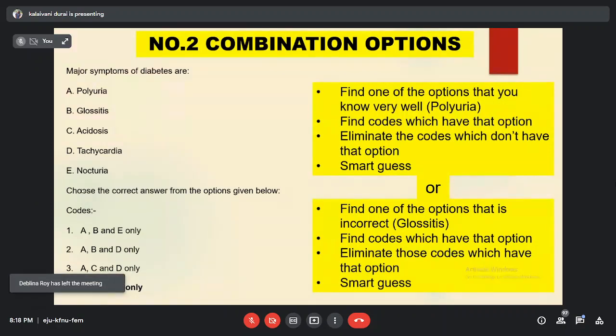Okay, so to solve this type of question, you can do it in 2 ways. First thing is that जो भी यहाँ पे 5 options है, from these try to find one option that you know is पक्का correct, that you know is 100% correct. Let me go through. Polyuria है, glossitis है, acidosis है, tachycardia है, nocturia है.